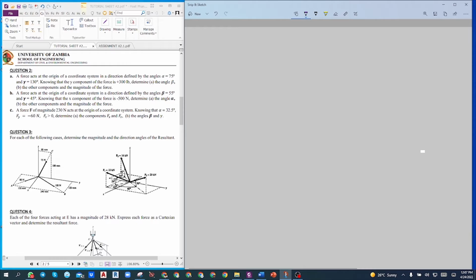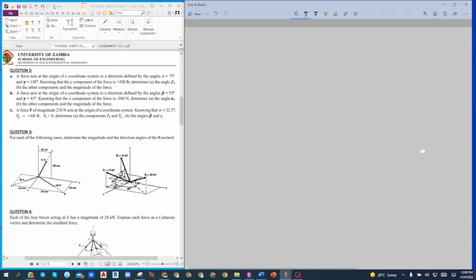Let's just solve this. The force F of magnitude 230 newtons acts at the origin of the coordinate system. Knowing that alpha is equal to 32.5 degrees, Fy is equal to negative 60 newton, and Fz is greater than 0. Determine the components Fx and Fz, and then we are told the angles beta and gamma.